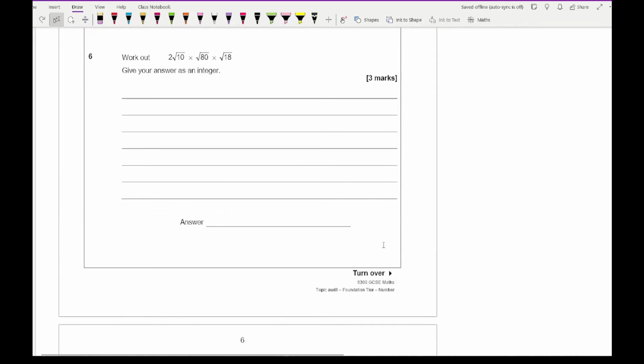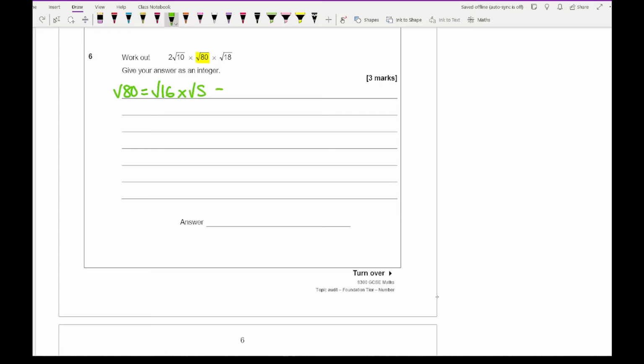Then moving on to question 6. So here we've got a surds question. Now with this, as we're multiplying, I personally would say to try and simplify these two surds without crossing it out. So root 10 can't be simplified, but root 80 can be, so root 80 is equal to root 16 times root 5.